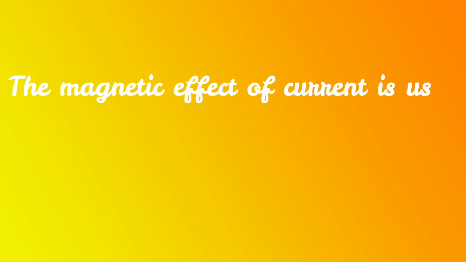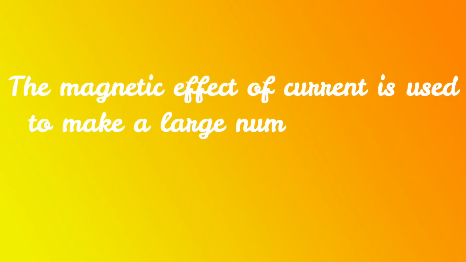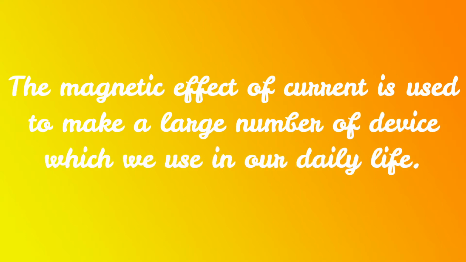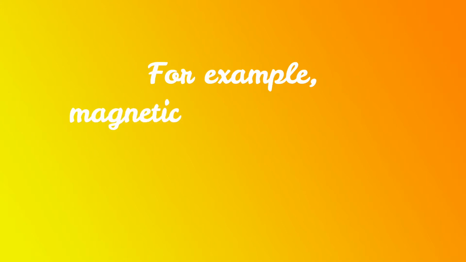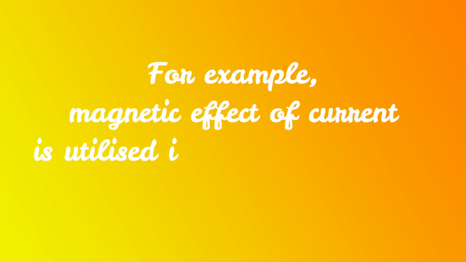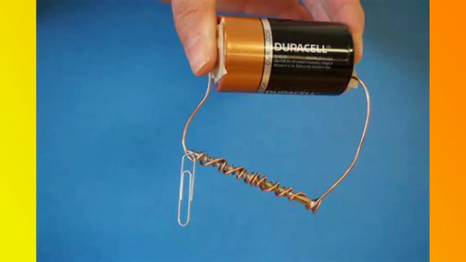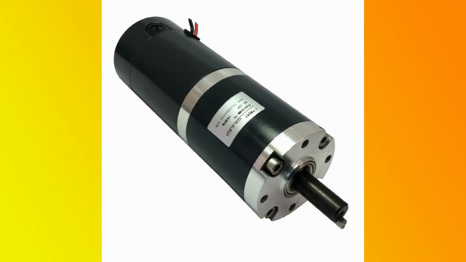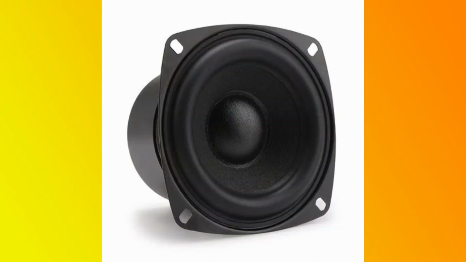The magnetic effect of current is used to make a large number of devices which we use in our daily lives. For example, it is utilized in making electromagnets, electric bells, telephone instruments, electric fans, electric motors, loudspeakers, and toys, to name a few.